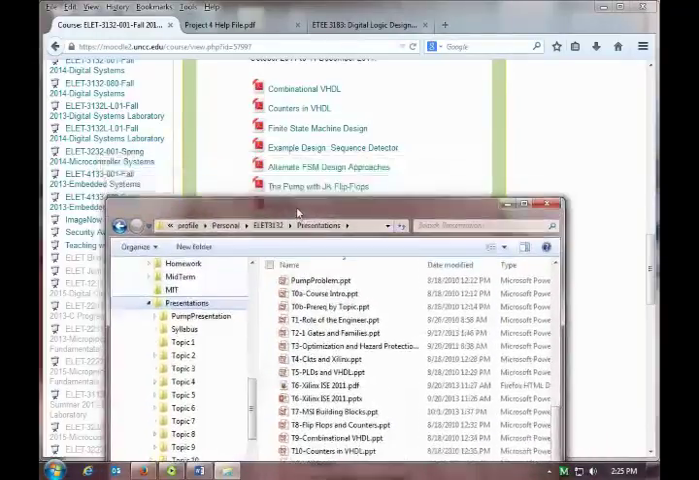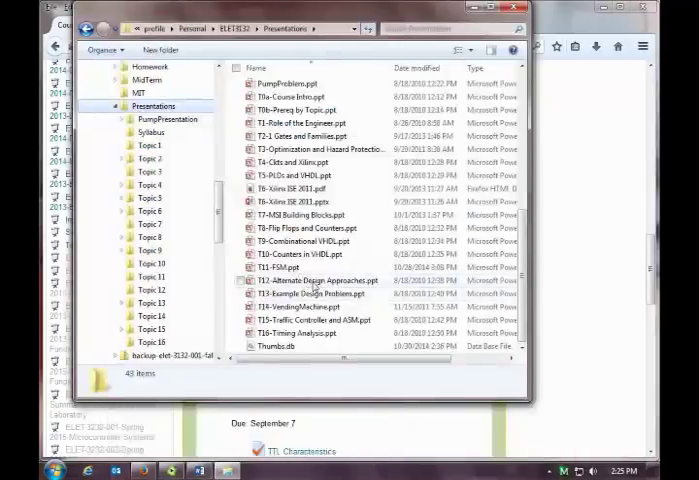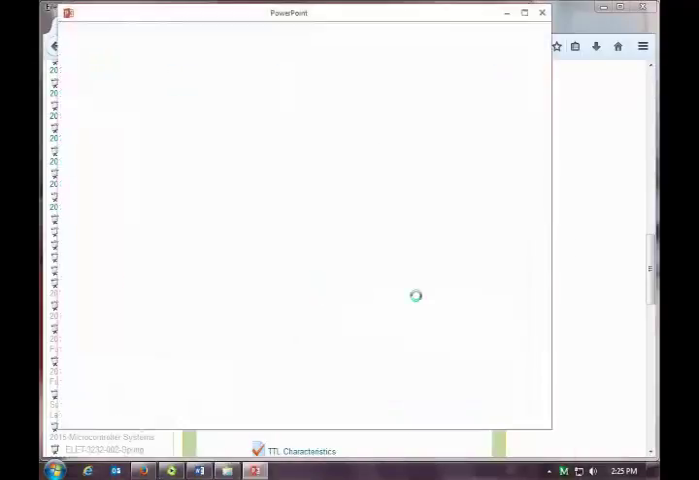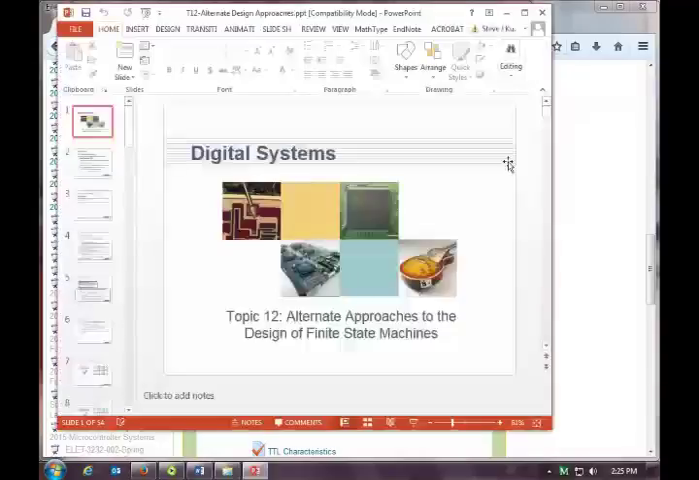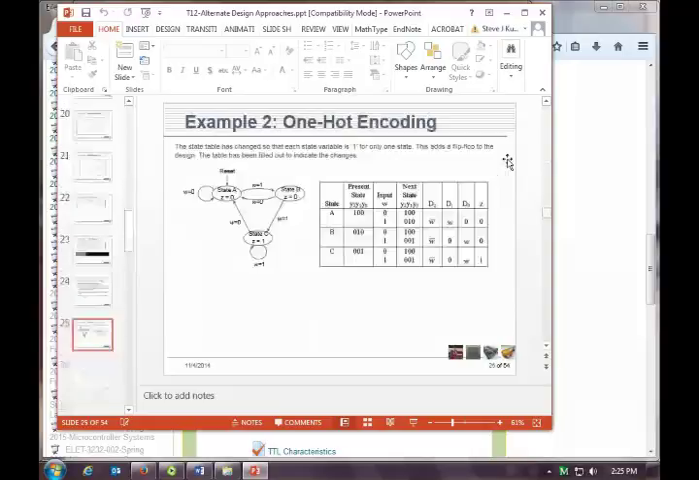This example, we did the sequence detector. We were doing alternate design approaches, I believe, when we left off the other day. Yeah, I was showing you.